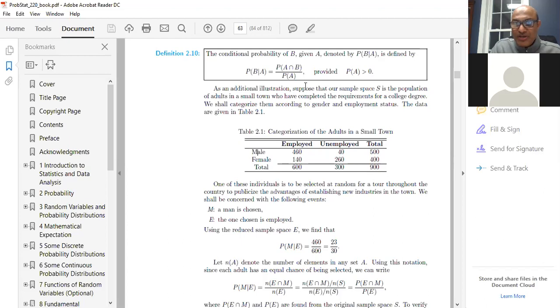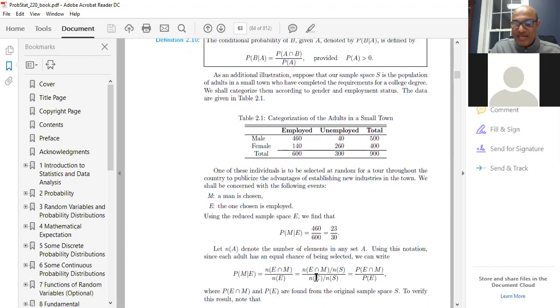Same way, the denominator is probability of E. Probability of M given E is probability of M intersection E divided by probability of E. Probability of E, employed person, how many employed are there? Including male and female, 600 out of 900. So 600 divided by 900. That means you are getting probability of M given E equal to 460 divided by 600, which is 23 divided by 30. That is the probability.